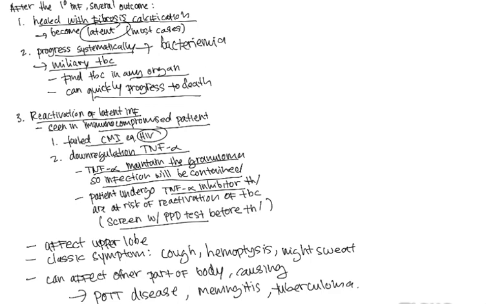And usually the reactivation of latent TB affects the upper lobe of the lung, and the classic symptoms that we usually find are cough, hemoptysis, and night sweats. And in the reactivation, it can affect other parts of the body. So it not only affects the lung, it can also affect, for example, the spinal column, which causes Pott disease, and it can cause meningitis and tuberculoma.